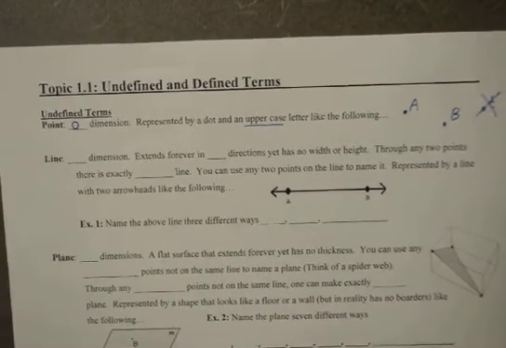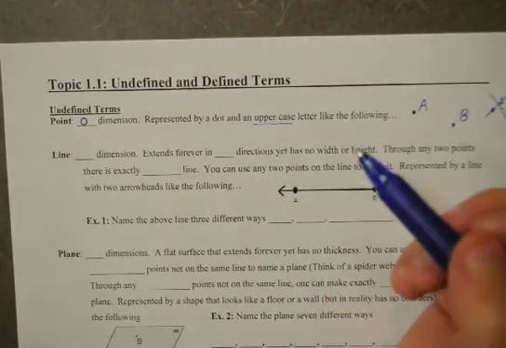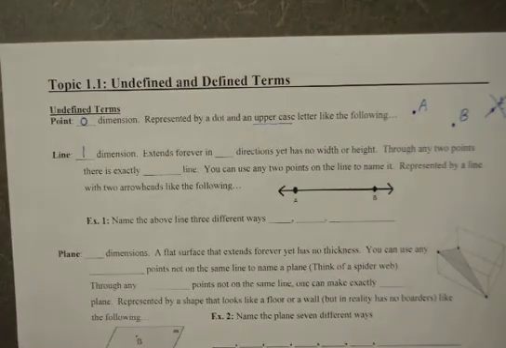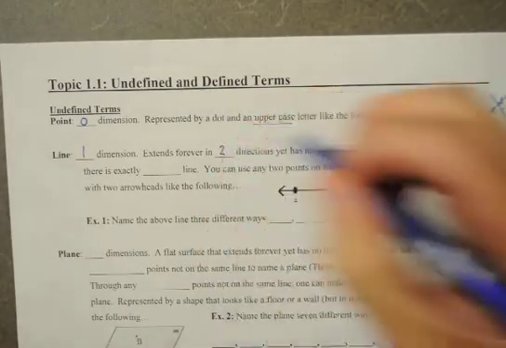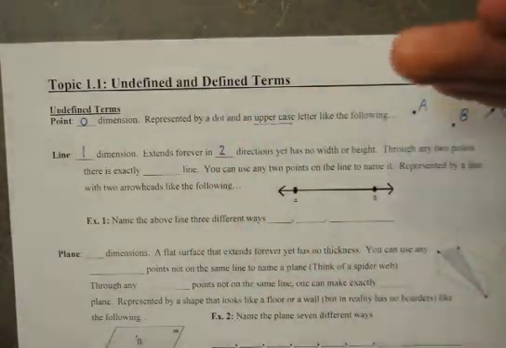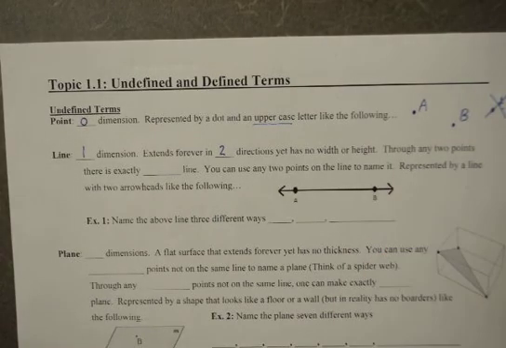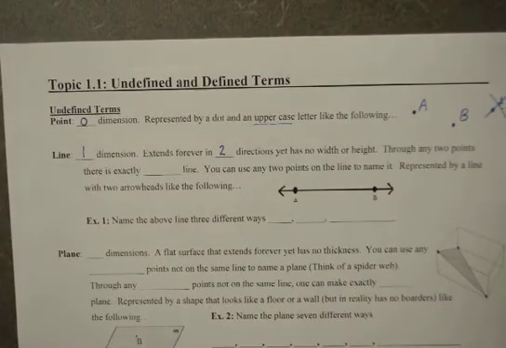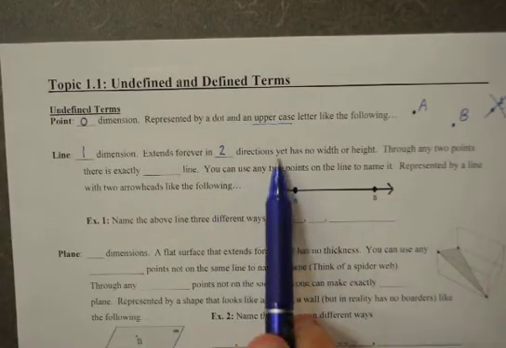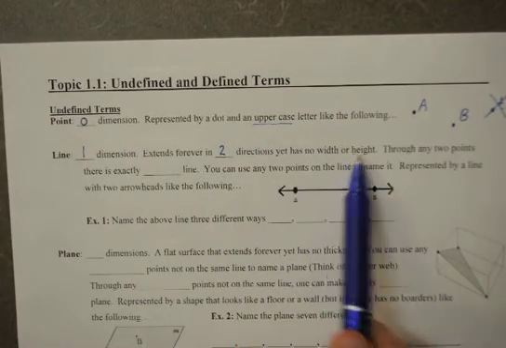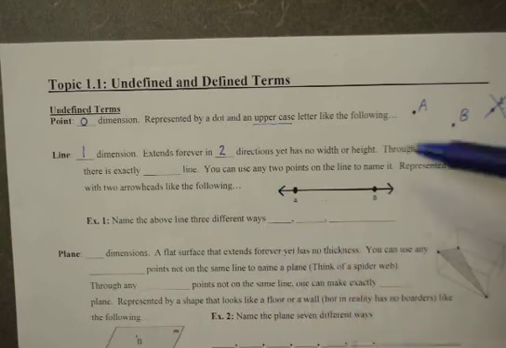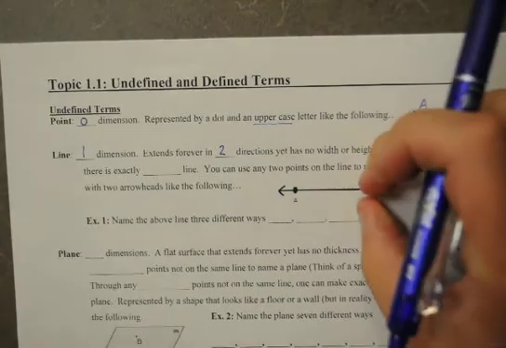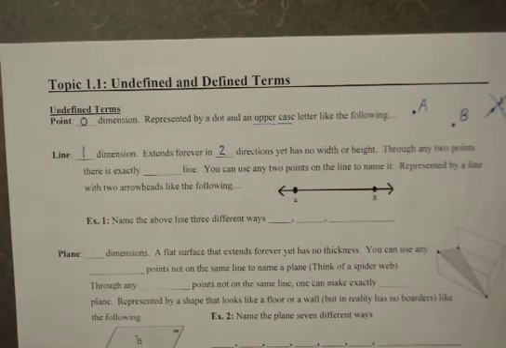Okay, you're back. A line is one dimension and extends forever in two directions. That's right. Every time you go up a dimension, you get two directions. So for a line, you get left and right, two directions. Yet it has no width or height. So this is not actually a line, because this has a little bit of height to it, doesn't it? You can measure the height. It might be like a millimeter.